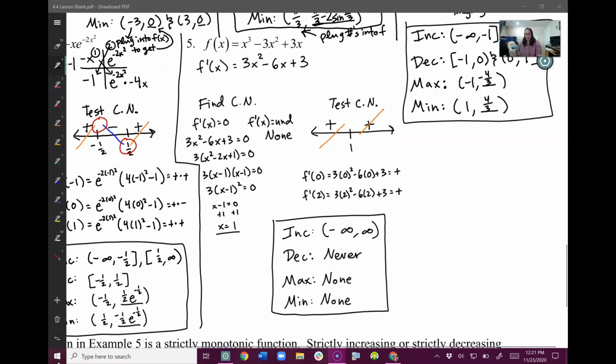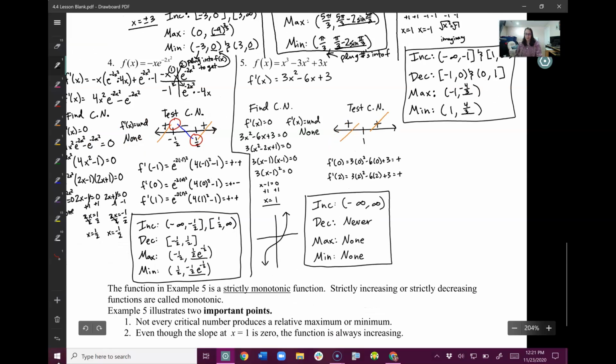Welcome back. When you found your critical numbers, you should have only found x equals 1. That's our only critical number for this one. It's never undefined. So I put x equals 1. I test some numbers, find out that it's positive to either side. Now this is an interesting function. This is one of those cubics that goes like that. So it is increasing the entire time. It is never decreasing, and it doesn't have any maximums or mins.